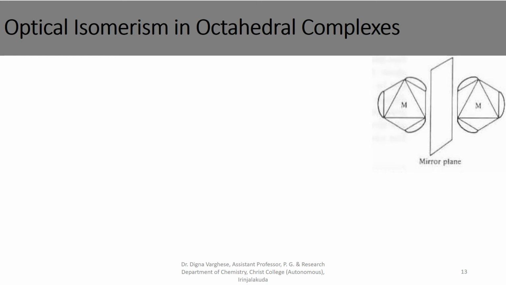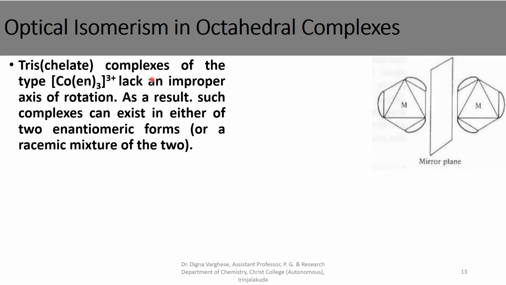Optical isomerism in octahedral complexes. Trischelate complexes of the type Co(en)3 3+ lack an improper axis of rotation. As a result, such complexes can exist in either of two enantiomeric forms or a racemic mixture of the two. When we place Co(en)3 3+ here in a mirror plane, a non-superimposable mirror image is obtained. So it shows optical activity. So we get two enantiomeric forms or a racemic mixture of the two.